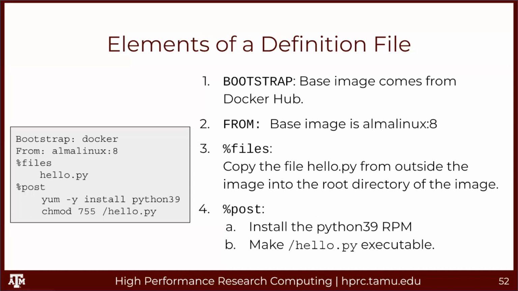You also have a post section that starts with %post, and post means after you build your base image and copy files into it, then run these commands in the container. So we're going to run the yum install Python command, and we're going to run the chmod on the hello.py, which now is in the root. So roughly speaking, post happens after files, but not because of the way they're ordered in this document. Singularity does its own internal logic to determine the order in which these events happen.